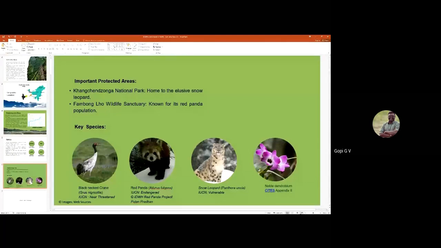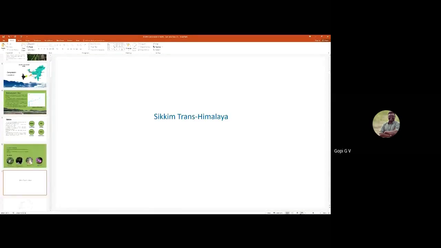These are the important protected areas, the Kanchenjunga National Park, the Fambong Lho Wildlife Sanctuary, very close to Gangtok. And some of the species that you see are black-necked cranes. In fact, in the northern part of Sikkim, North Sikkim, the only breeding site of black-necked cranes in the eastern Himalaya is found in an area called the Muguthang marshes. You have red panda, very good distribution of red panda in the entire state of North Sikkim. You have snow leopards and several plant species.